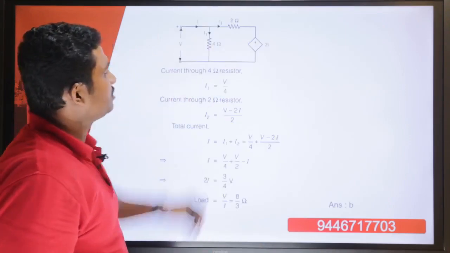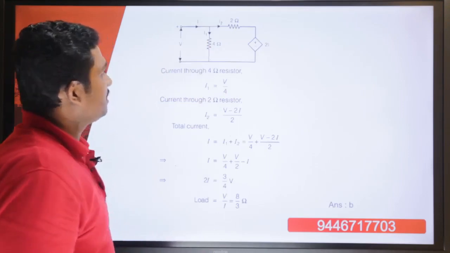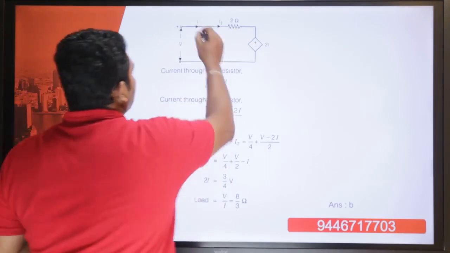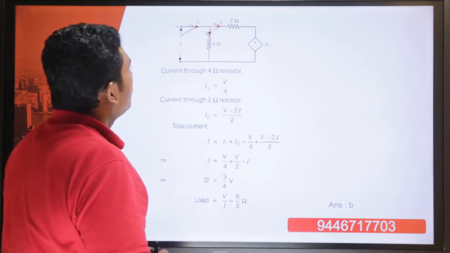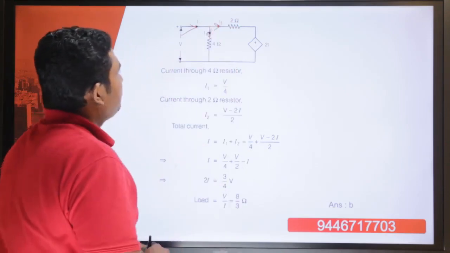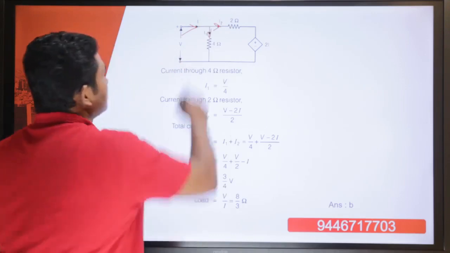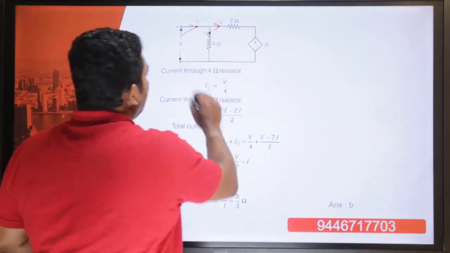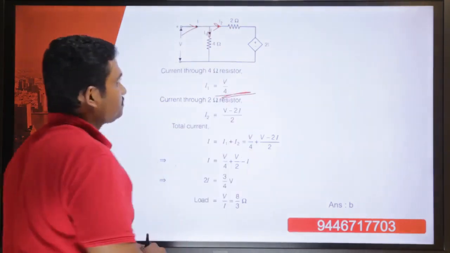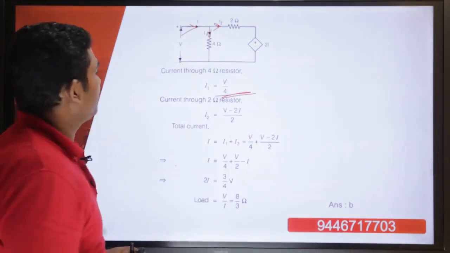So we have taken down the figure, and we are going to find out the currents. We are assuming that this is total current I, and this is current I1, and this is current I2. Now what is I1? Across this combination, the voltage is V. So I1 is V divided by 4.